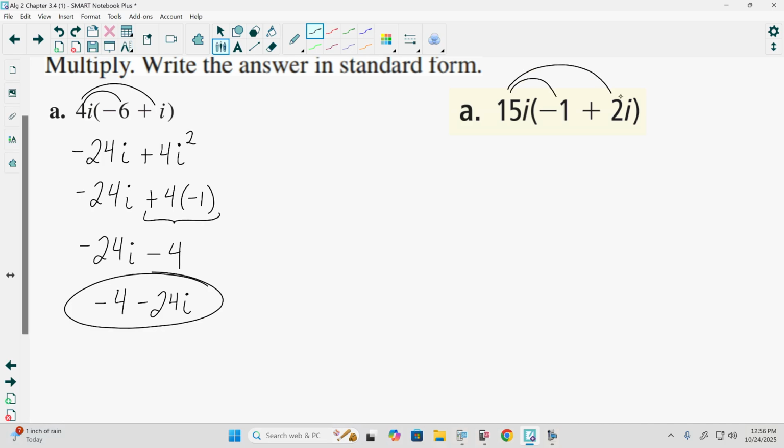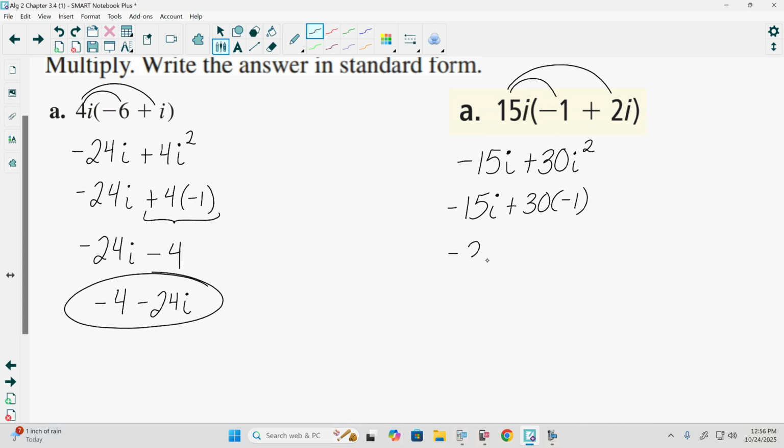15i times negative 1 is going to be negative 15i. 15i times 2i is going to be positive 30i squared. But again, just like before, we can't leave it as 30i squared, because i squared is negative 1. So we can replace i squared with negative 1. Now we're just multiplying positive 30 and negative 1, which will give us negative 30.